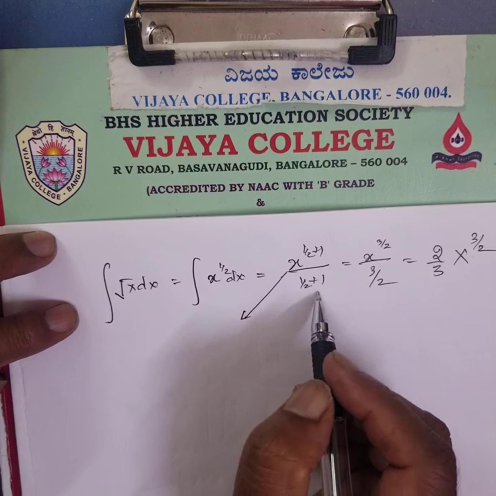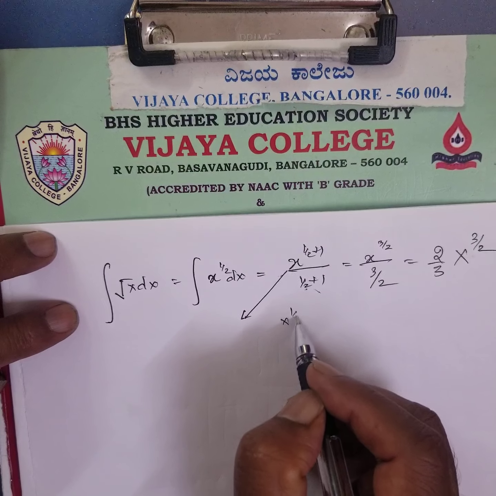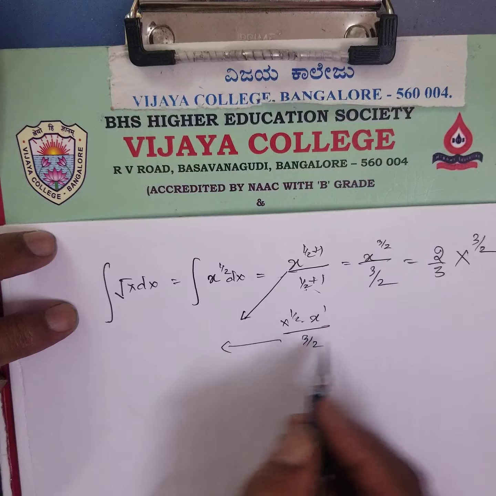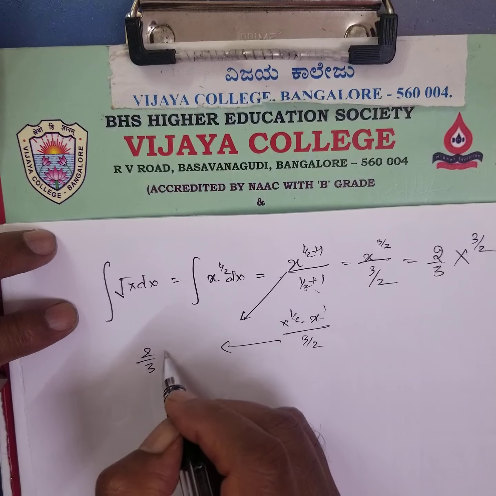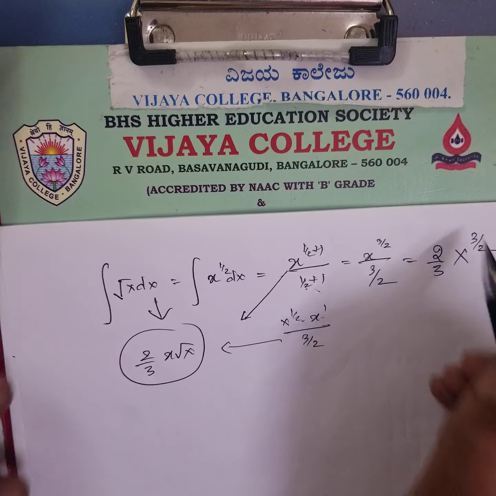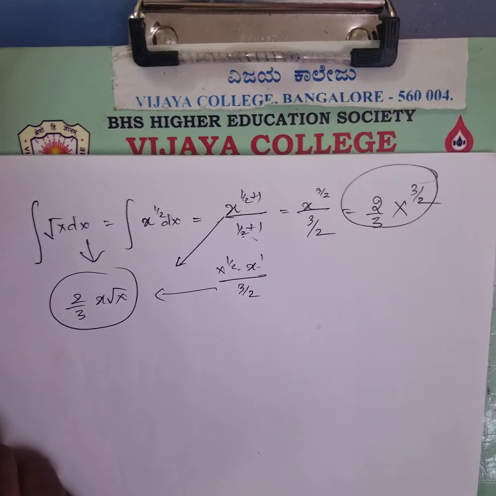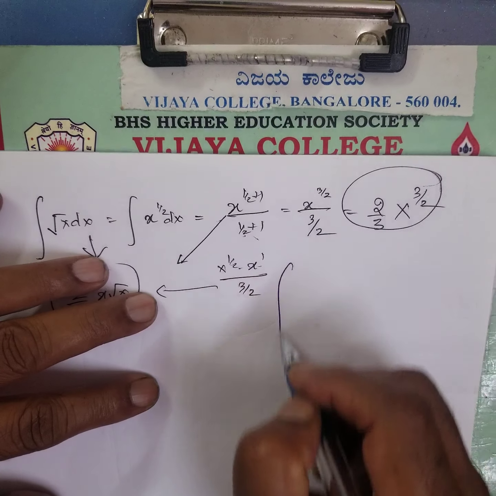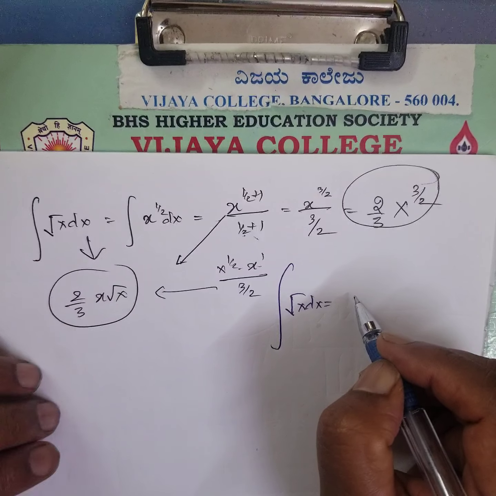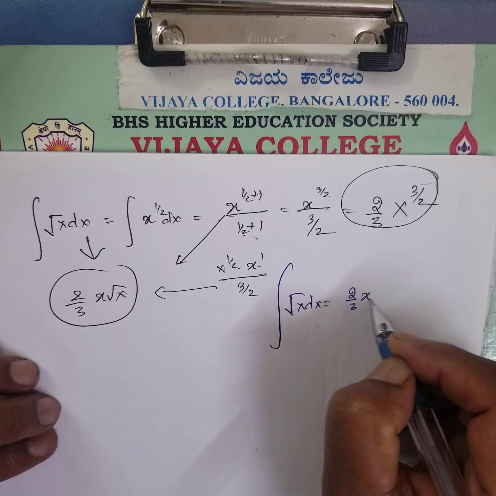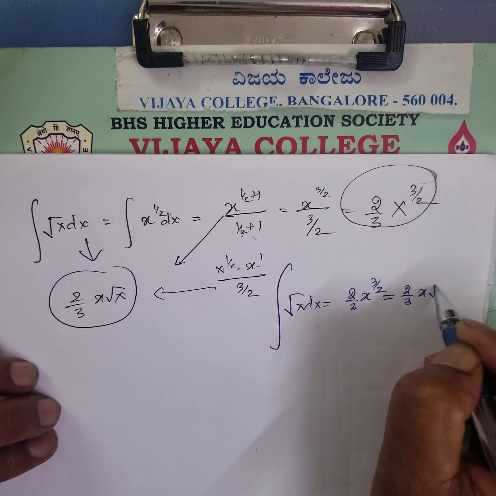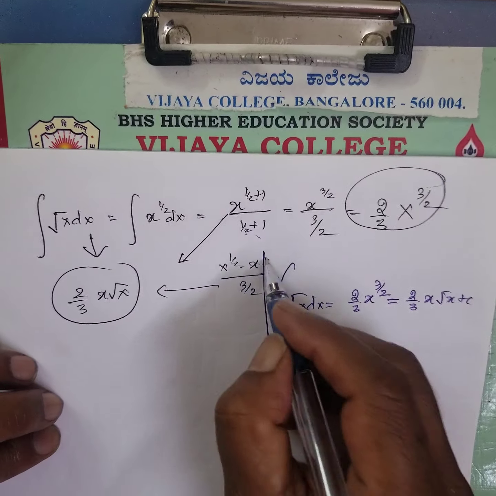This you can always write x to the power of half into x to the power of 1 by 2. This is again what? 2 by 3 x root x. This also is a formula. Therefore, now remember, integration of root x dx is equal to 2 by 3 x to the power of 3 by 2, or 2 by 3 x root x, plus c.